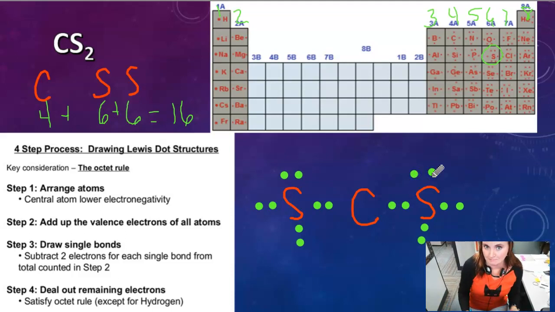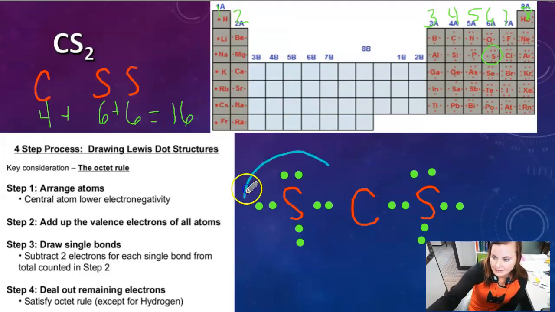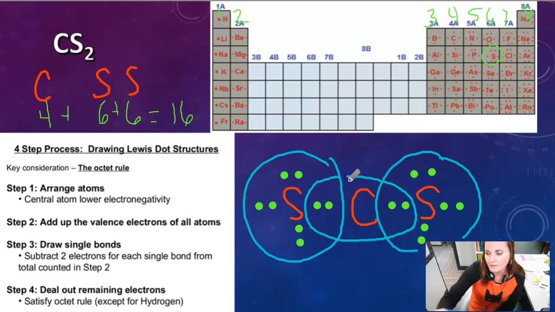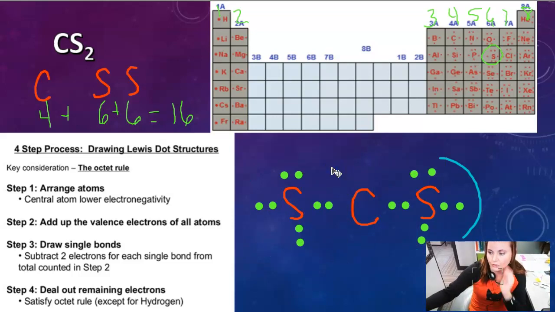Ooh, I have a problem. I have a problem because right now, each one of my sulfurs has access to 8, which is good, right? But my carbon only has 4, so carbon's going to be kind of mad about that. Carbon needs 8 too, otherwise it's not going to work. So if you encounter that situation, that's your clue to move some of your dots.